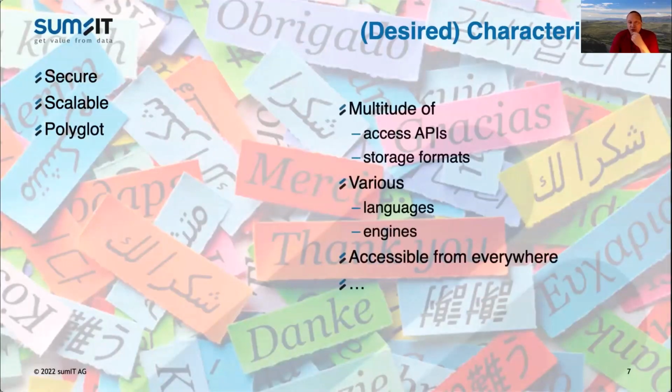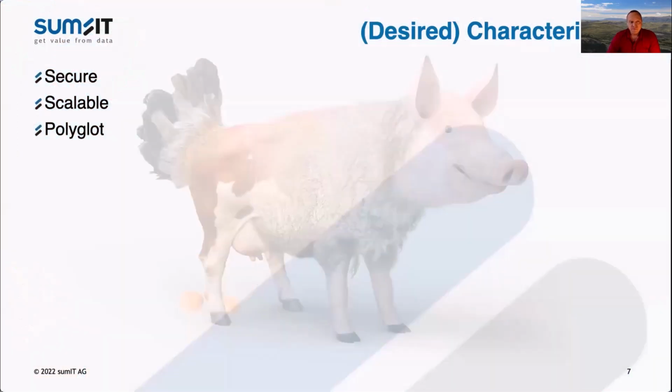And it should be polyglot, which means the data should be accessible via a multitude of APIs, all kinds of storage formats should be used, and various languages and various engines should be able to access the data, like engines for machine learning, for spatial analysis, for graph analysis, for relational analysis, for whatever. And that should be accessible from everywhere, of course.